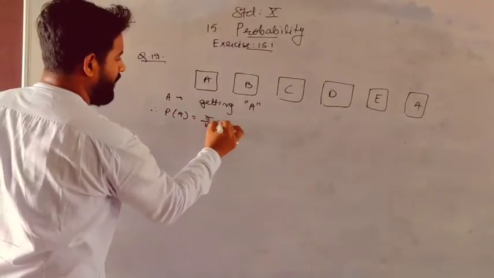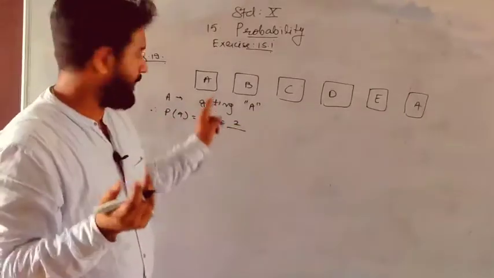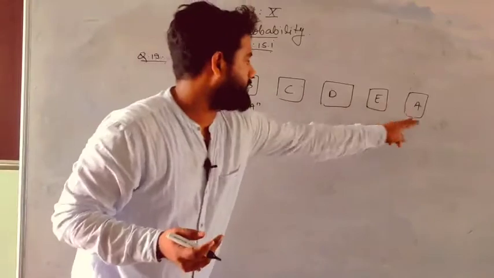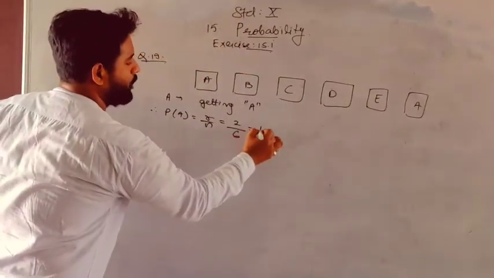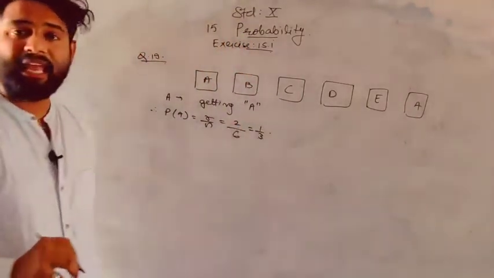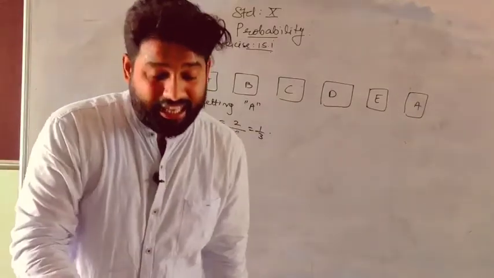So R upon N, R is 2, and how many total numbers are there? 1, 2, 3, 4, 5, 6. So 2 upon 6, the answer is going to be 1 upon 3. So getting A, what is the probability? 1 by 3. And getting D.